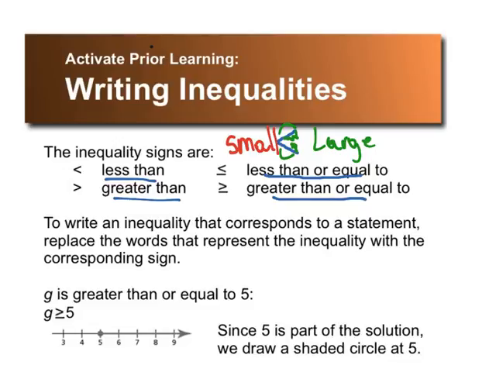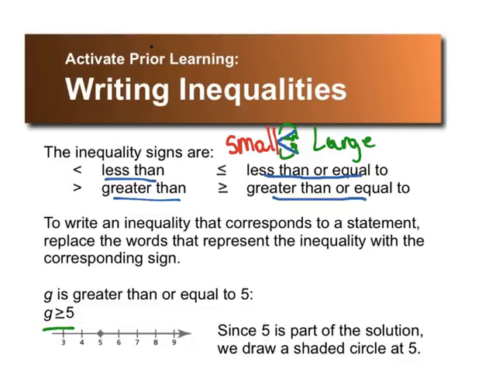To write an inequality that corresponds to a statement, replace the words that represent the inequality with the corresponding sign. G is greater than or equal to 5. This means that G is a greater value and is equal to 5. Therefore, G is a greater value. That means it points at 5 because 5 is smaller.